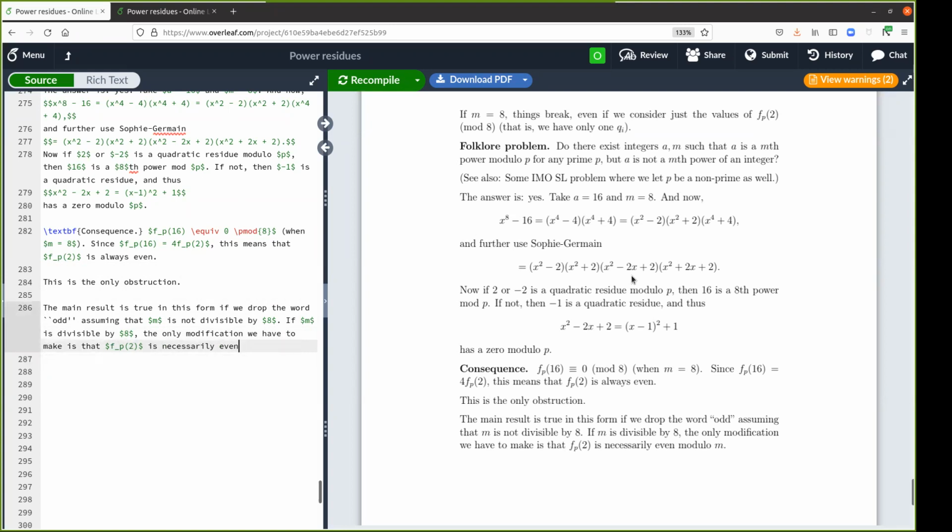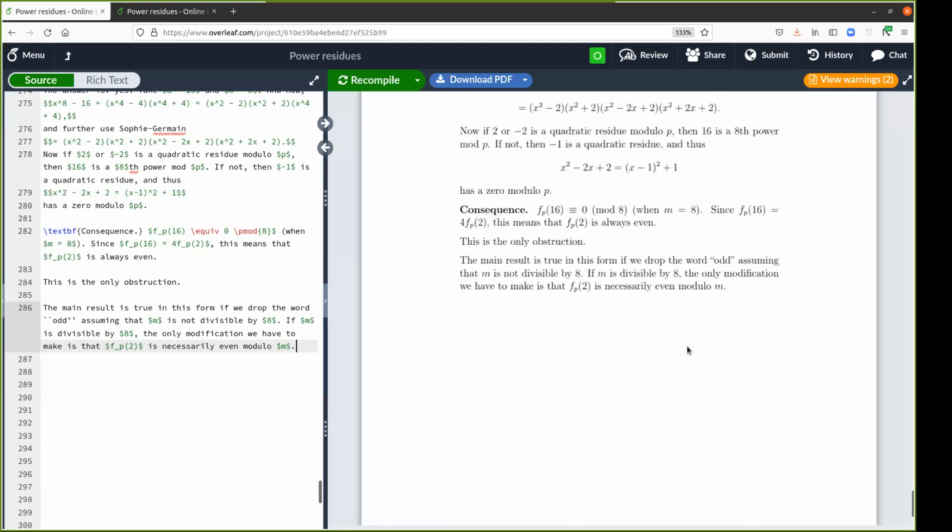I should be a bit careful with what the condition is if m is divisible by 8. I think this is correct. Yeah, I think this is correct.